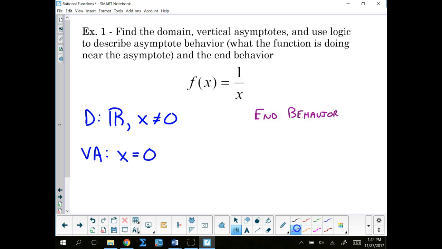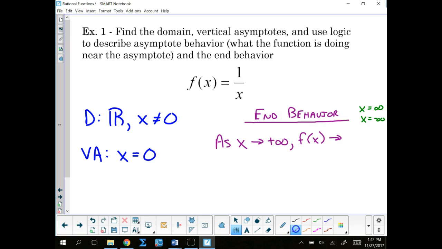End behavior is what my function is doing at x equals infinity and x equals negative infinity. The left and the right sides of my graph. We've talked about end behavior before. Okay? So in this particular case, as x is going to positive infinity, my function is doing what?